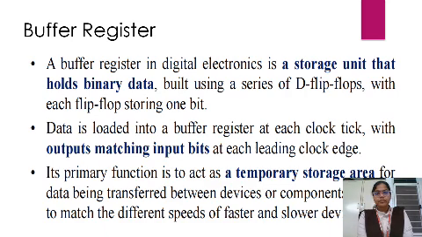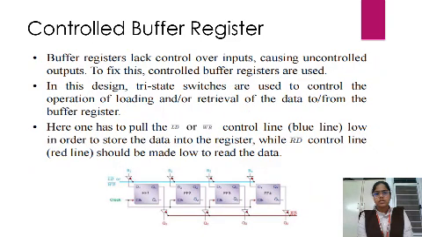Buffer register. A buffer register in digital electronics is a storage unit that holds binary data bits using a series of D flip-flops. With each flip-flop storing 1 bit, data is loaded into a buffer register at each clock tick with outputs matching input bits. At each reading clock edge, its primary function is to act as a temporary storage area for data being transferred between devices and components, to match different speeds of faster and slower devices.